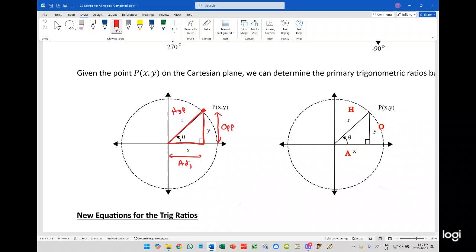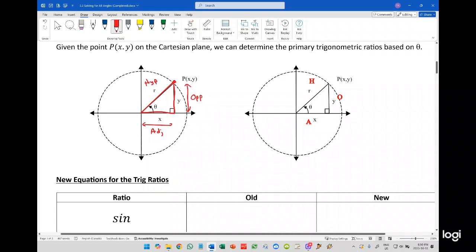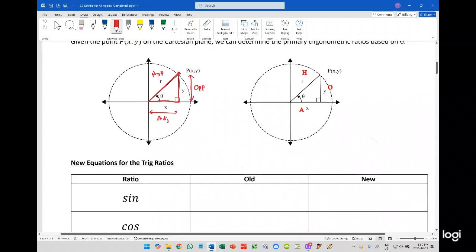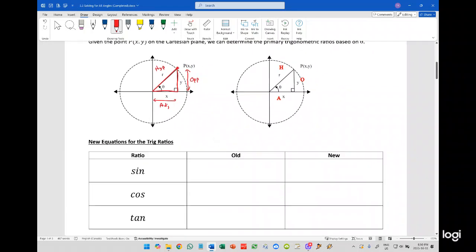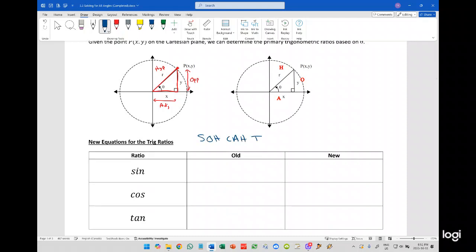So what we're going to do from that is come up with some new equations, or modifications of equations that we've already learned. You'll remember that we did something called SOHCAHTOA. I'm just going to write that again here. In the old system, the sine ratio of an angle was the opposite over hypotenuse. The cosine was the adjacent over the hypotenuse. And the tan is the opposite over the adjacent.